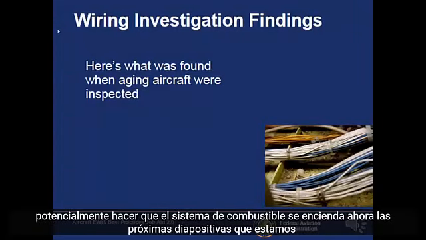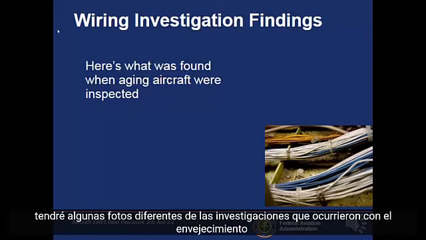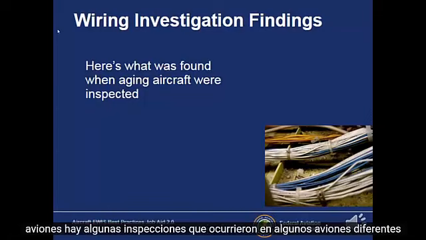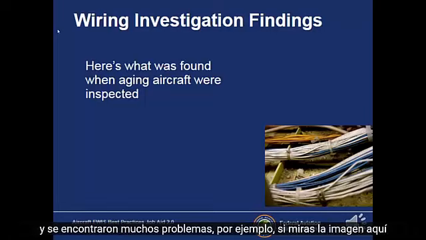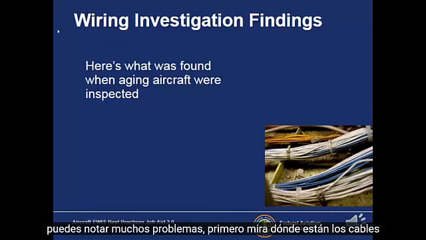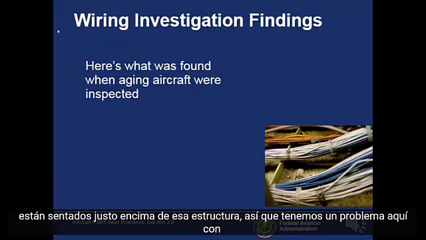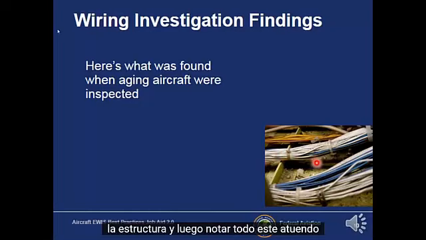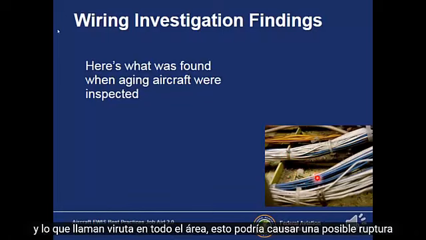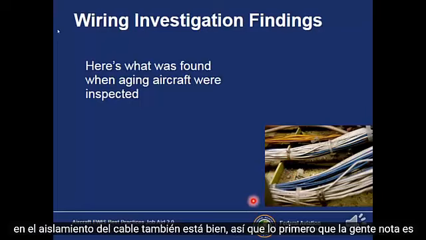Now, the next few slides we're going to have some different pictures of investigations that happened with aging aircraft. There are some inspections that happened over a few different aircraft, and a lot of problems were found. For example, if you look at the picture here, you can notice a lot of issues. First of all, look at where the wires are sitting. They're bundled, which is pretty good. Some of them are a little bit stray, but they're sitting right on top of that structure. So we have a problem here with the structure. And then notice all this garbage and what they call swarf all around the area. This could cause potential breaking in the wire insulation as well.